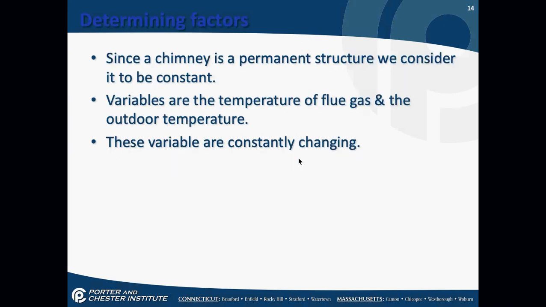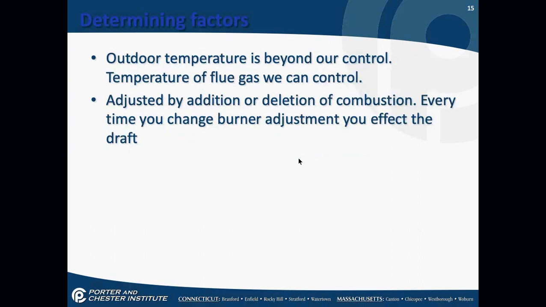Since a chimney is a permanent structure, we consider it to be a constant. The only variables you have are the temperature of the flue gas and the outside temperatures. These temperatures are constantly changing. The oil burner system has to take into account these constantly changing variables. Outside temperatures are beyond our control. We can't do anything about that. The temperature of the flue gas is the only thing we can control.